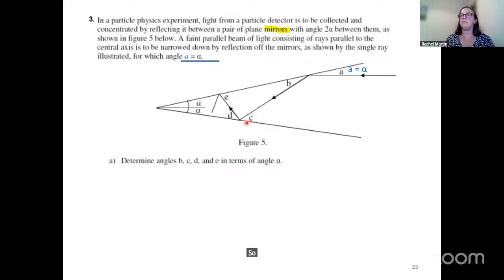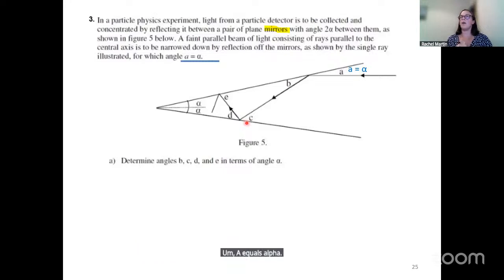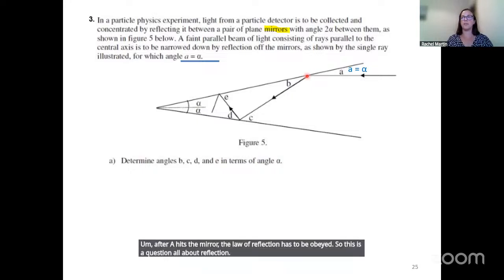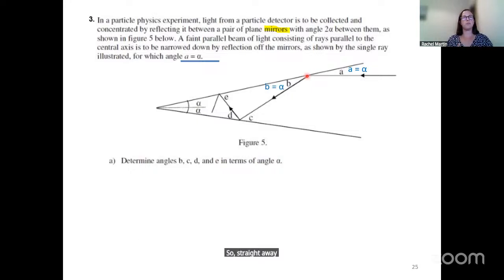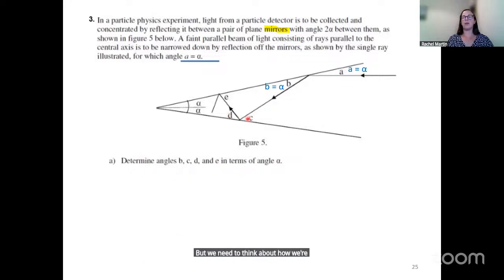So, oh, where have we gone? So just labeling some information from the question, A equals alpha, and we can see, because we've got a mirror, when that ray after A hits the mirror, the law of reflection has to be obeyed. So this is a question all about reflection. So straight away we can derive that B is actually equal to alpha. So straight away I've determined angle B. But we need to think about how we're going to derive C and D next.